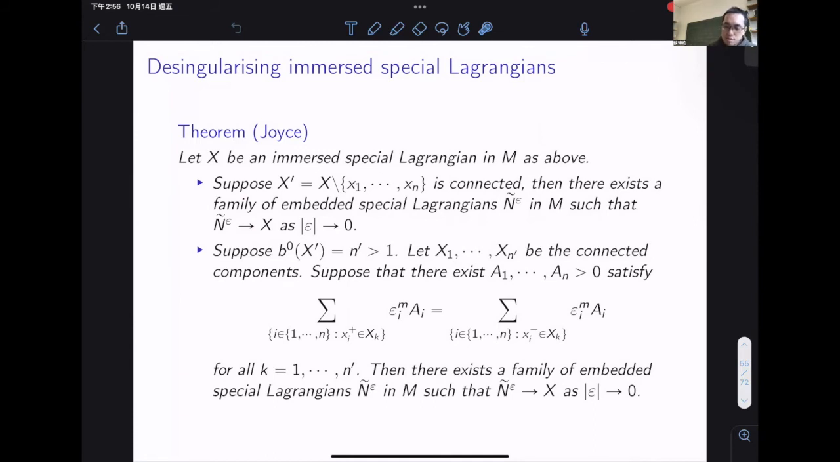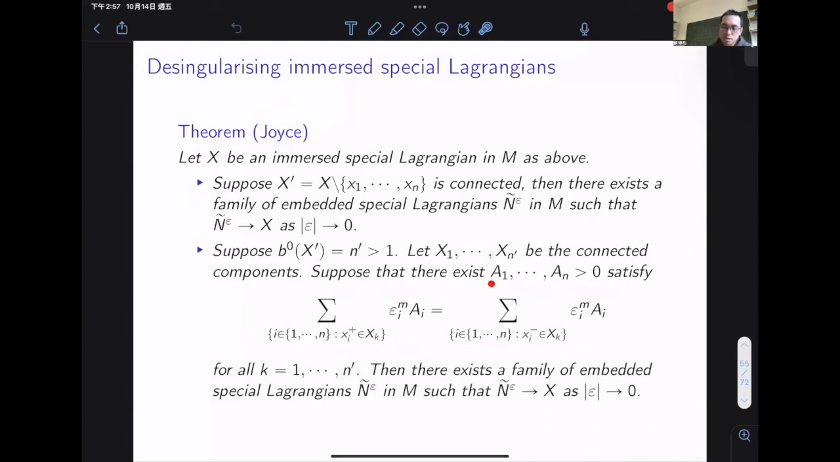And suppose the connected components of X' number greater than 1. So we've got several connected components. Then suppose there exist A1 to AN, which are positive numbers satisfying this identity. This is the balancing condition that I mentioned earlier. You can see it is still a bit complicated, but suppose this condition holds.